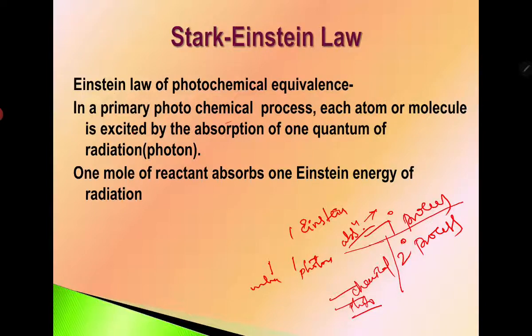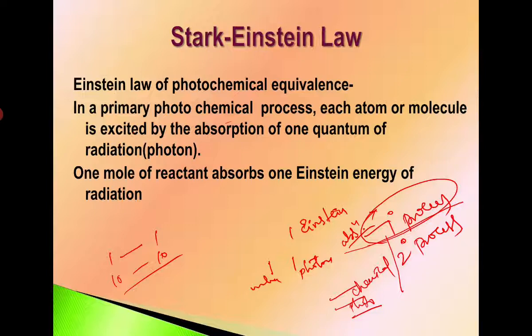Okay, so the important point of this law is that in the primary photochemical process, each atom or molecule absorbs radiation and gets excited by the absorption. This occurs only in the primary process. And for the primary process, the number of molecules excited is equal to the number of photons. Suppose one molecule absorbs 1 photon of radiation, then 10 molecules absorb 10 photons of radiation. So this gives the relationship between these two, therefore it is quantitative in nature.